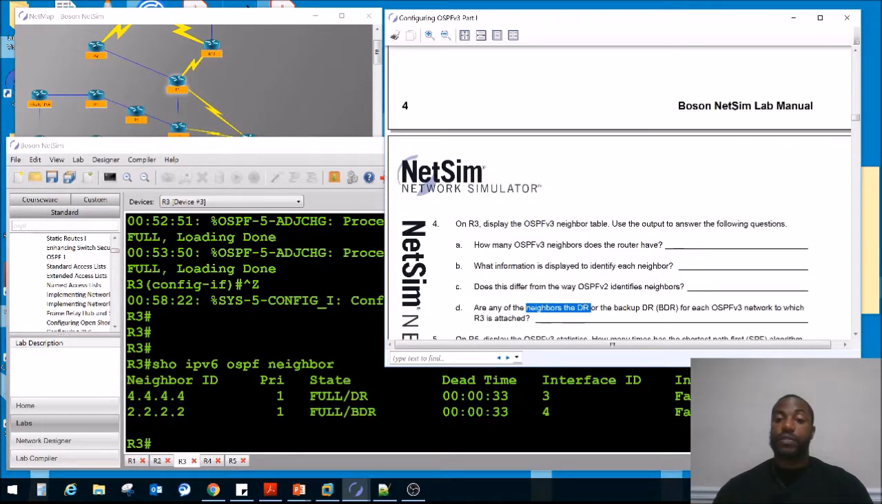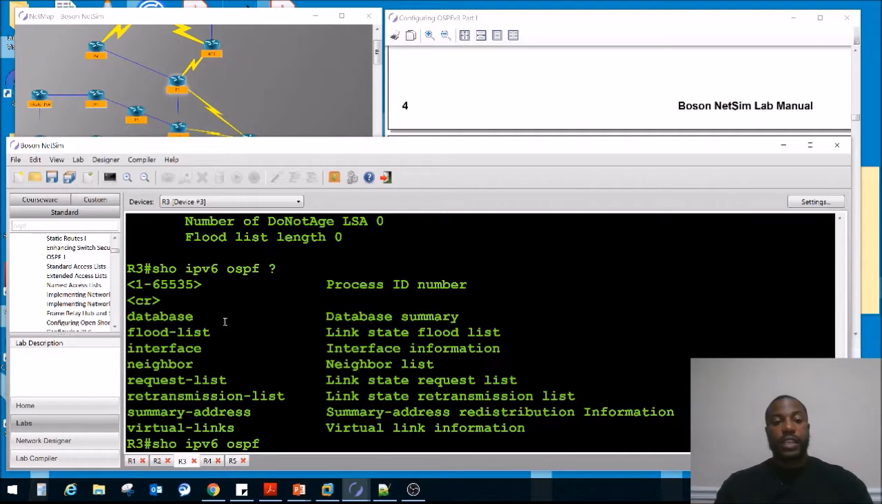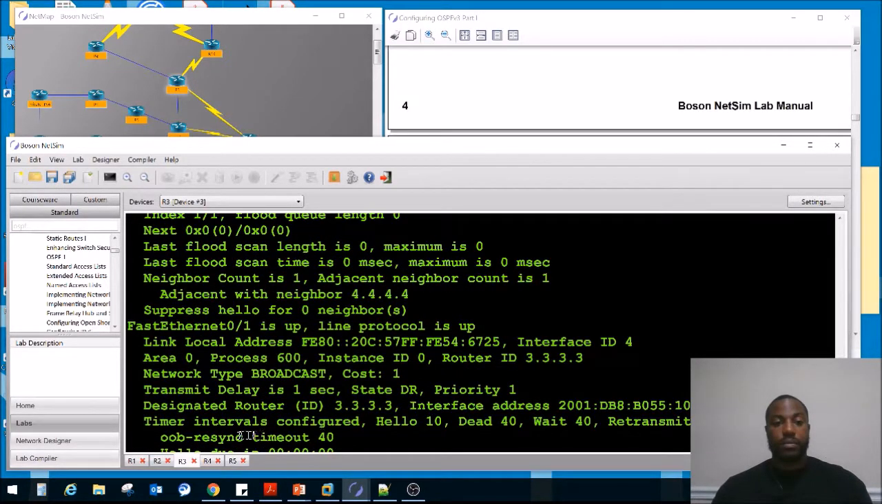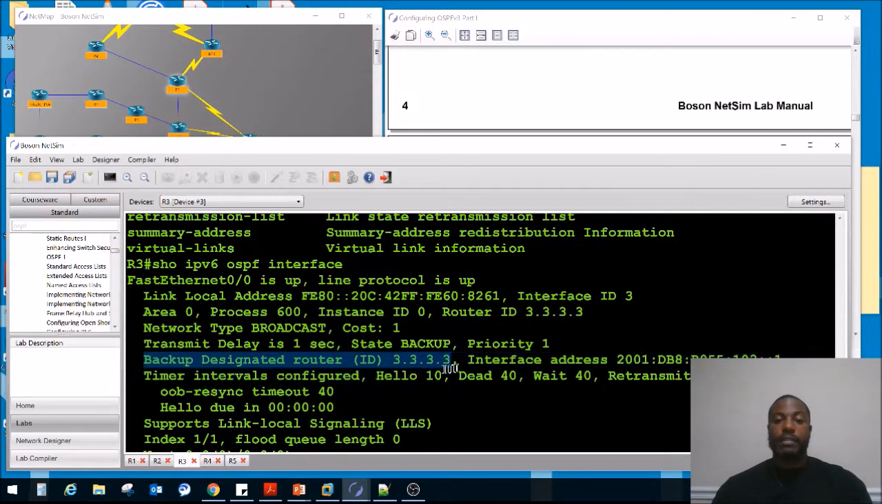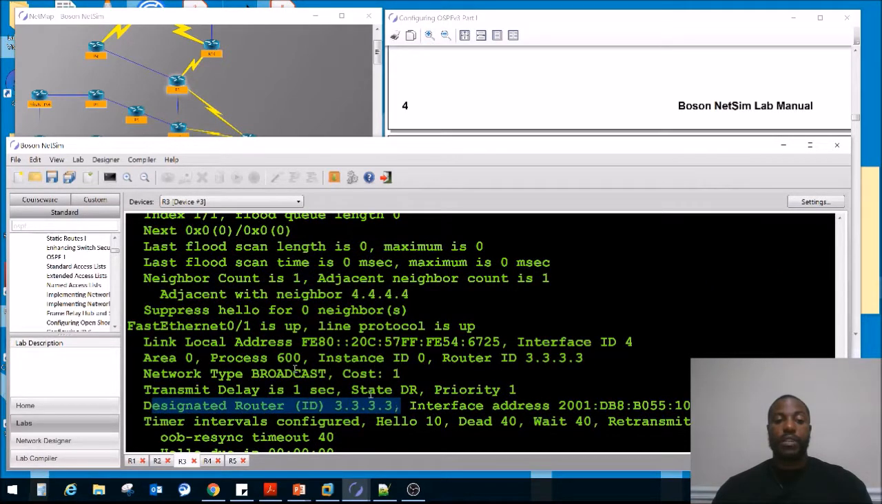Are any of the neighbors the designated router or the backup designated router for each network to which router 3 is attached? Let's see. Show IP OSPF. It's not database. It's not neighbor. Interface. That should tell us who's the designated router and who's the backup. There it is. Backup designated is quad 3. Designated router quad 3. So basically router 3 is both.